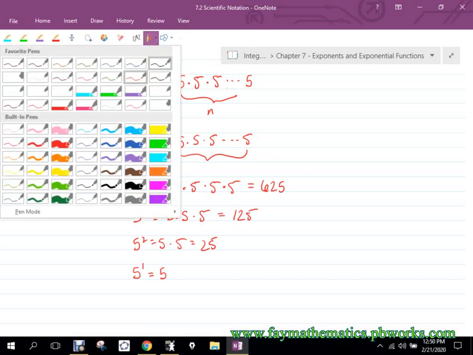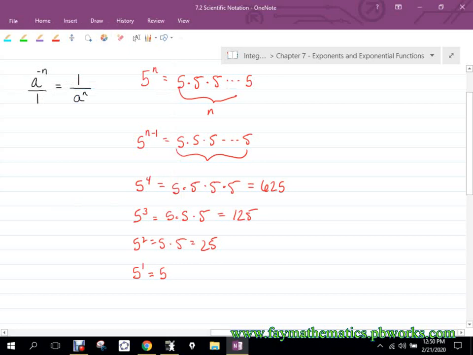I'm going to write something here. Well, let's do this. What could I take 625 by? What could I divide it by to get 125?